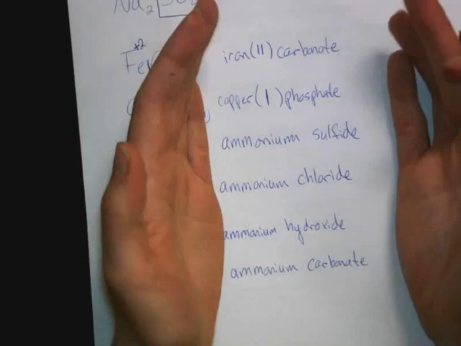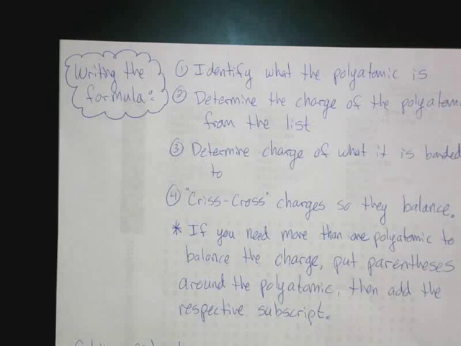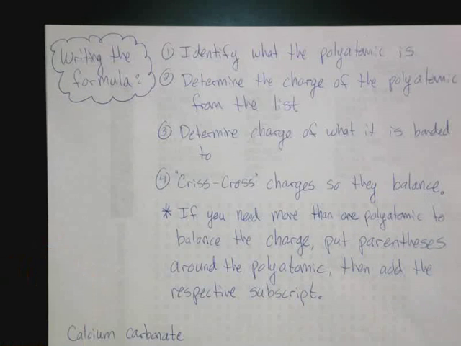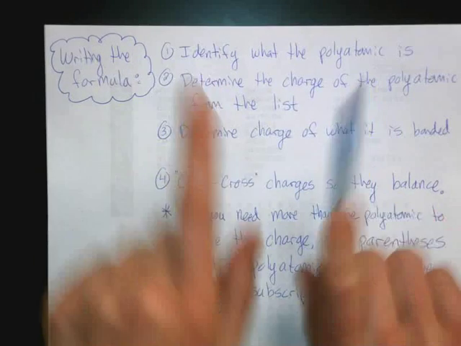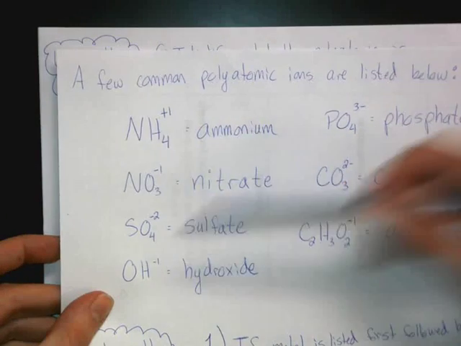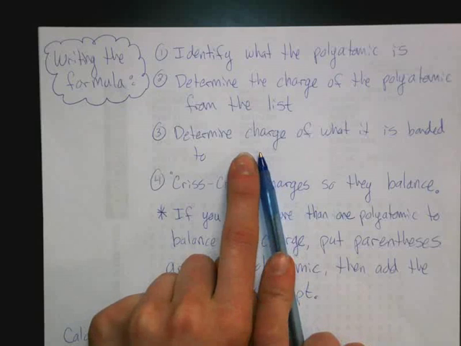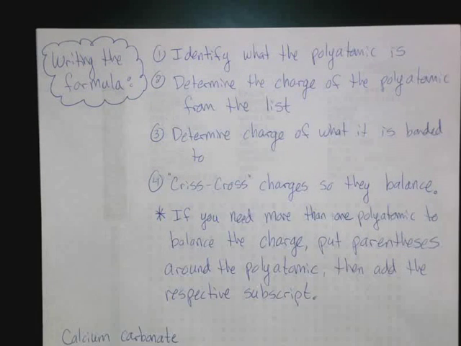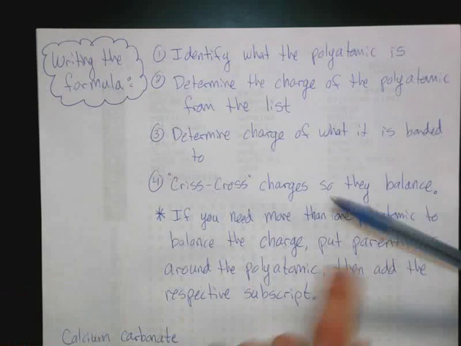I hope that was helpful for if I give you the formulas, can you come up with the name? Now, we're going to keep moving. So, if you are writing the formula, there's a couple steps we need to follow. So if I give you the name and you have to write the formula, we need to identify what the polyatomic is. And from there, we can get our charge. And that charge is shown on the list that we can look up our polyatomics. Then we determine the charge of what it's bonded to, and we just crisscross them like we have in all of our other ionic substances.